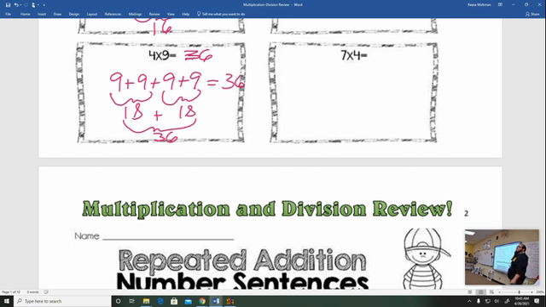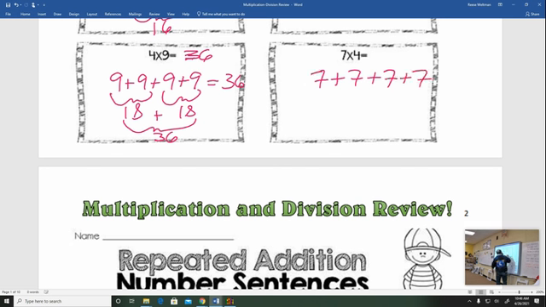Okay, 7 times 4. How can I do that as repeated addition? 4 plus 4 plus 4 plus 4 plus 4, just plus 4 7 times. He's right. How else can I do it? Instead of 4 7 times, could I do 7 4 times? Yes, I can. 7 plus 7 plus 7 plus 7.